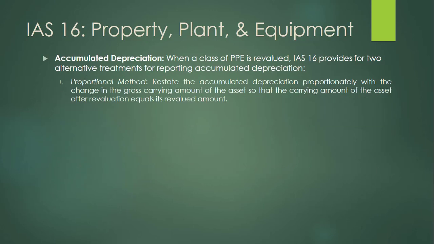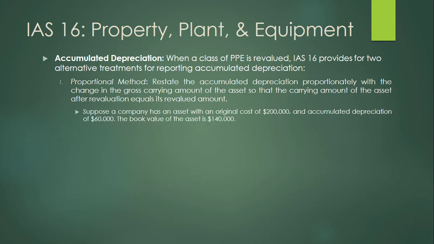When a class of property, plant, and equipment is revalued, IAS 16 provides for two alternative treatments for reporting accumulated depreciation. The first one is the proportional method. In the proportional method, the company restates the accumulated depreciation proportionally with the change in the gross carrying amount of the asset, so that the carrying amount of the asset after revaluation equals its revalued amount.